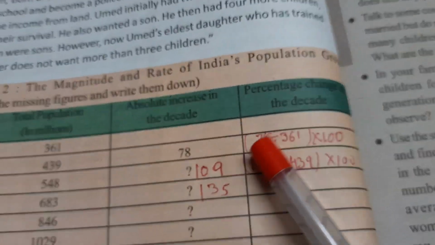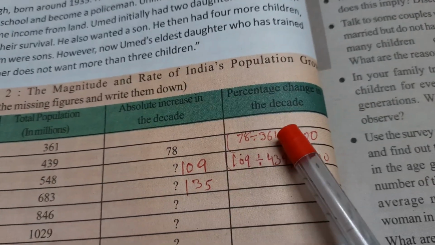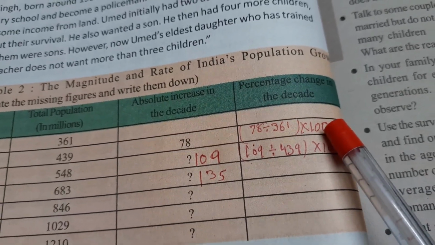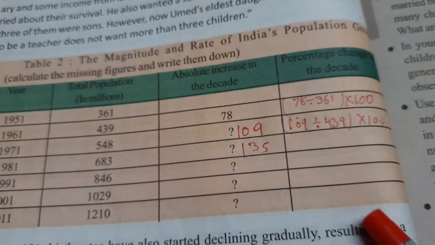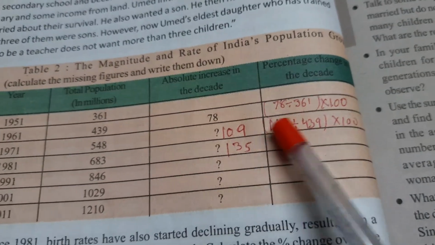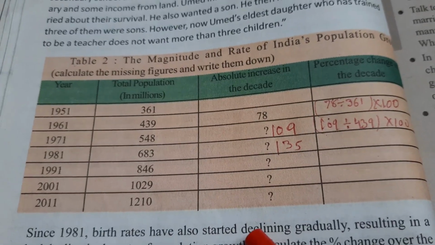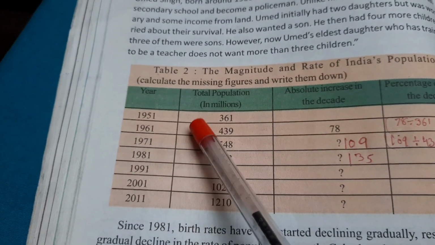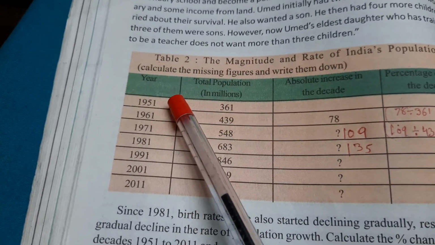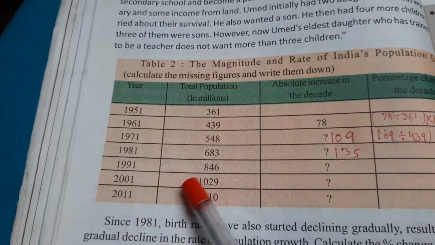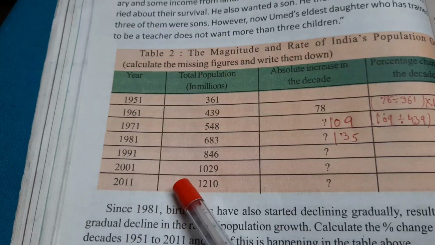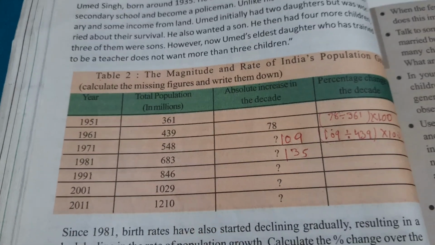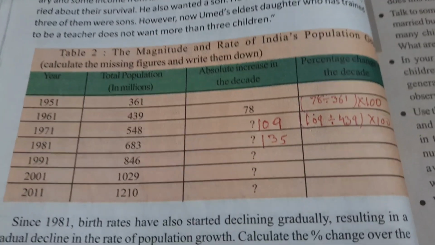Now take out the percentage. In 1961 we will get the percentage like this: the increased number divided by the previous number into 100. In this way, we can fill this table. We will get the increase in percentage and increase in absolute number. So, what did I find? I found that there is a continuous increase in the number of population in our country. Right from 1951, the data has been given up to 2011 only, but now it is 2022. We can see the population is still increasing in a very drastic way in our country.